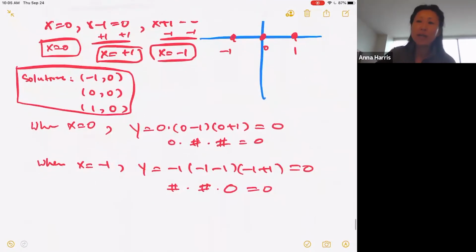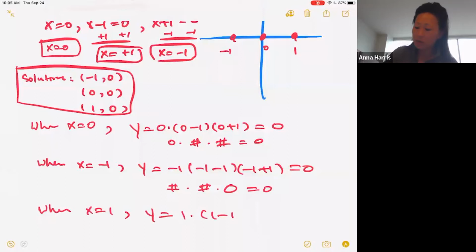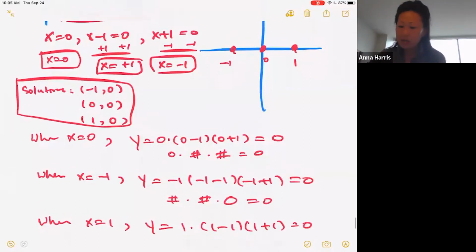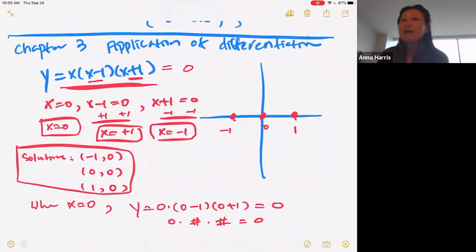Let's do one more. We already know this; I'm just going over it to see it. X equal to 1, y equals 1 times (1 minus 1) times (1 plus 1), equal to 0, because anything times 0 is also 0. So we know that. Now at this graph, I know I have 3 zeros, but I would like to know how I'm going to graph.